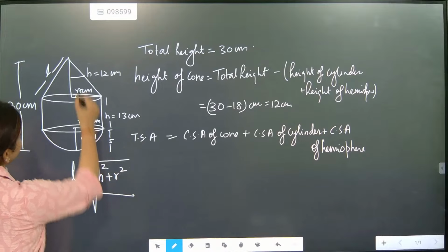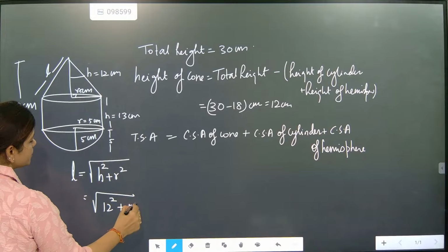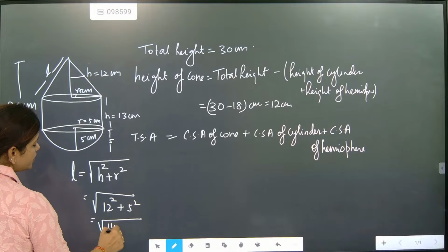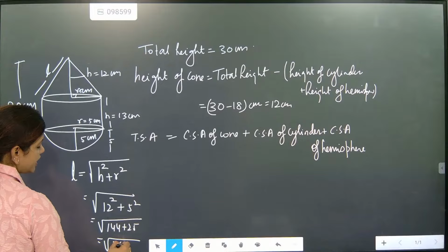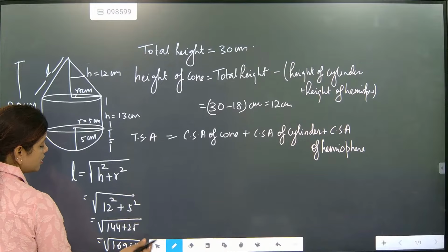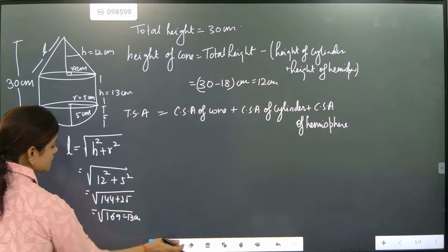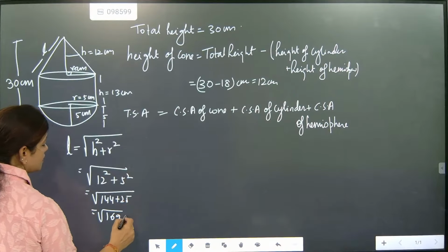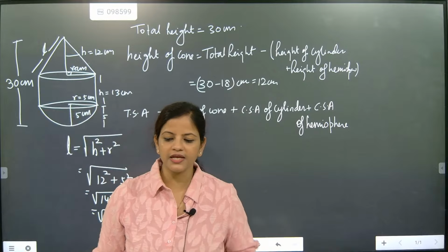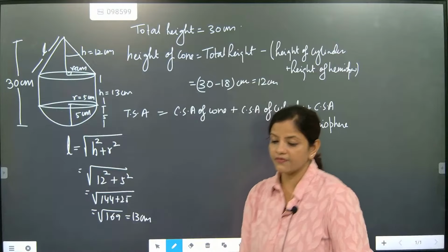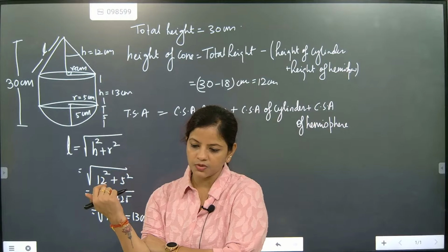So what is the height here? Height is 12. So 12 square plus radius 5 square, which is 144 plus 25, which comes as 169. Root of 169 is 13. That is 13 centimeters. So we got the slant height. That was the only catch. The answer is coming 770 square centimeter as the total surface area.